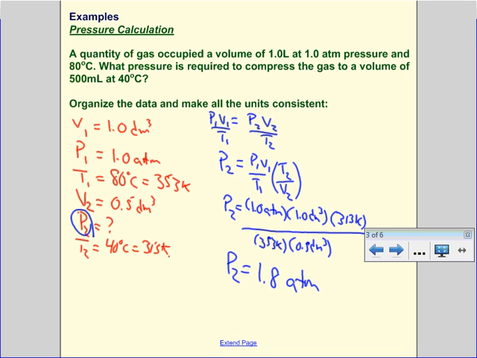And this actually kind of makes sense. If I'm going to shrink my volume and also lower my temperature at the same time, I'd have to increase the pressure in order to accommodate this. So this is a good question that illustrates how changes in any of the variables will affect the other variables within the equation. All right, let's take a look at one more example.